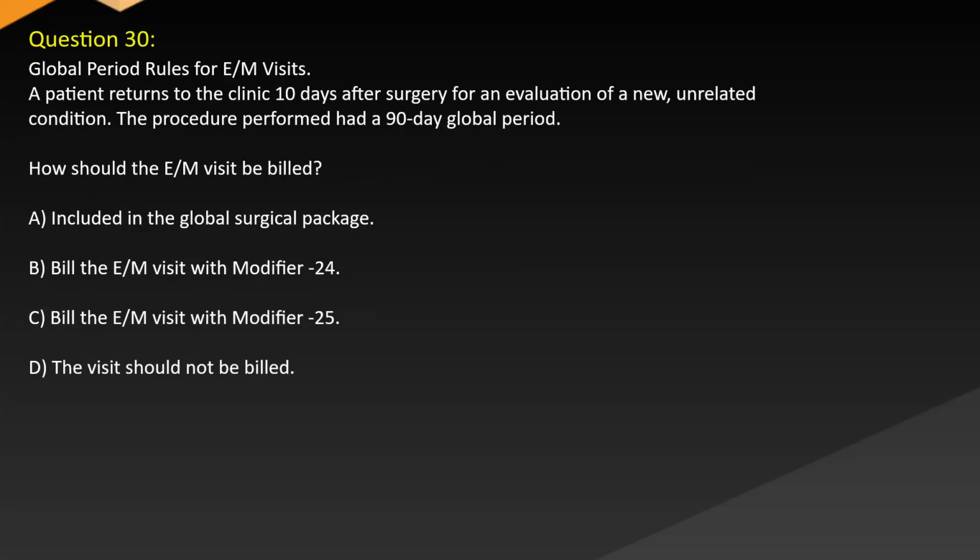Question 30. Global period rules for E/M visits. A patient returns to the clinic 10 days after surgery for an evaluation of a new unrelated condition. The procedure performed has a 90-day global period. How should the E/M visit be billed? A. Included in the global surgical package. B. Bill the E/M visit with modifier -24. C. Bill the E/M visit with modifier -25. D. The visit should not be billed.